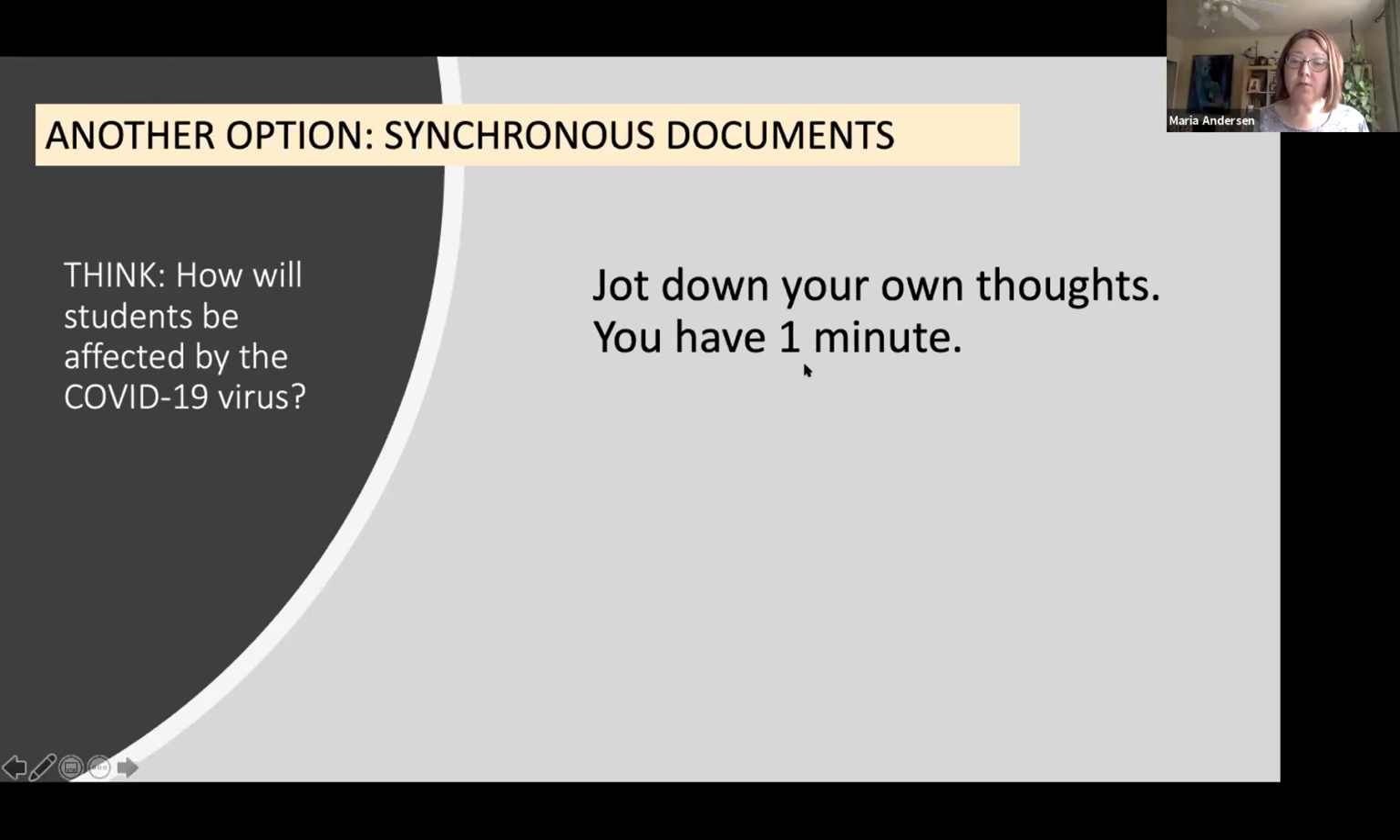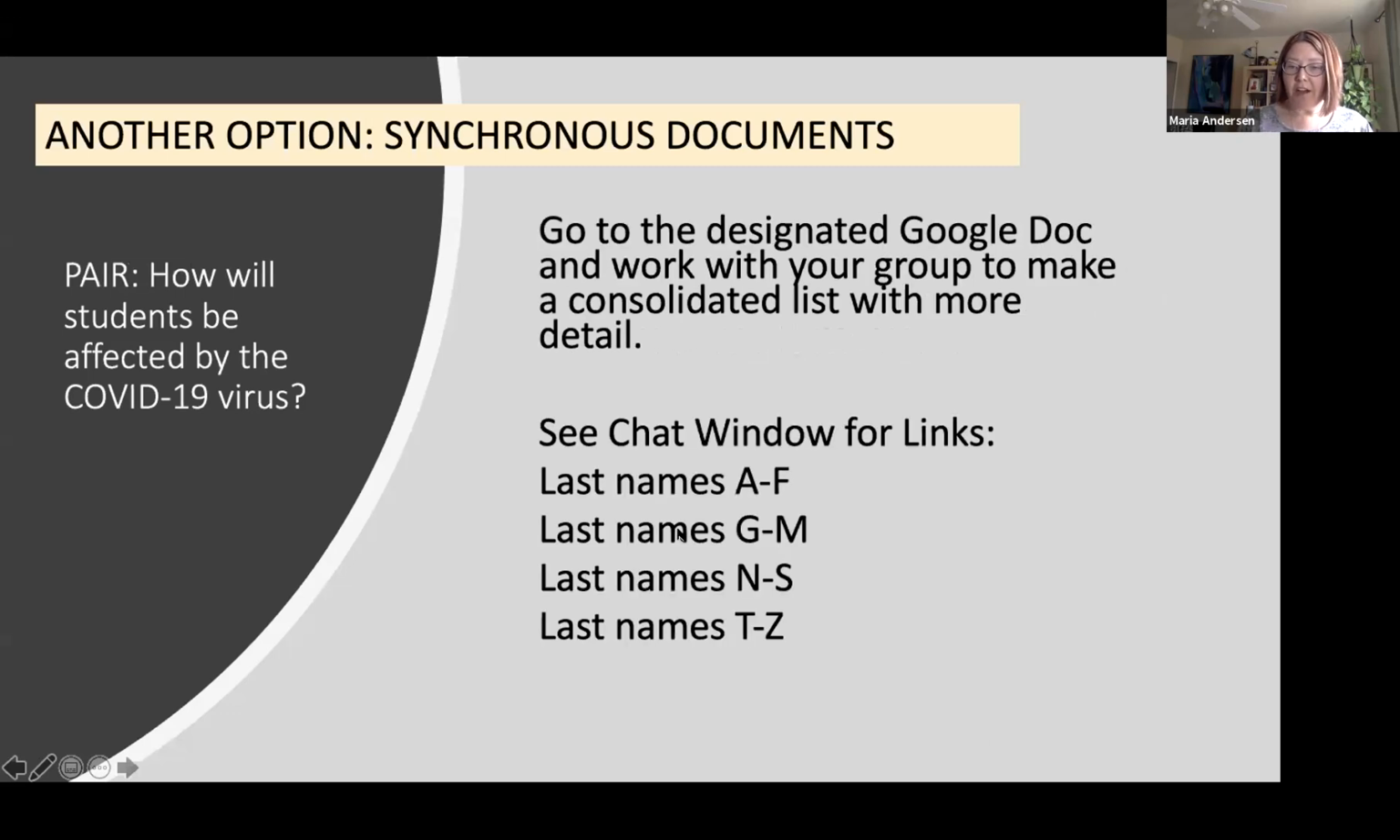And so then what we're going to do next is I am going to give you a link to a Google document. Choose the correct document based on your last name and go there. When you get there, you're going to work with your group for 1 minute to make a consolidated list with more detail on it, maybe a minute and a half this time. So go to the link in the chat that corresponds to you. Your group members will be there with you, and give that a try. I'll set another timer for 90 seconds.